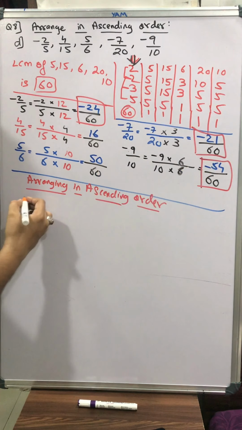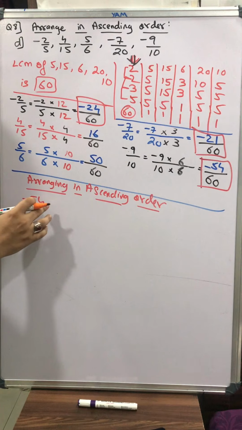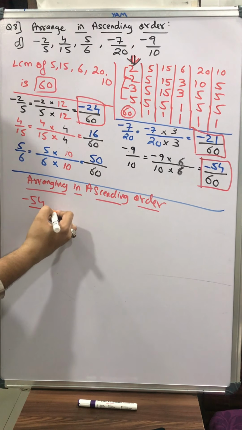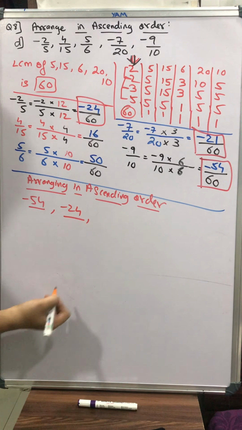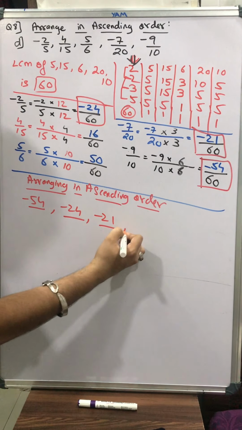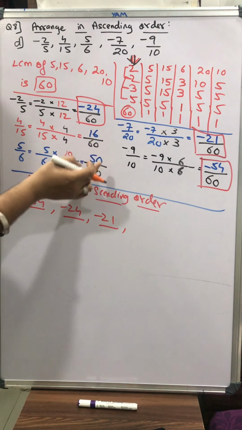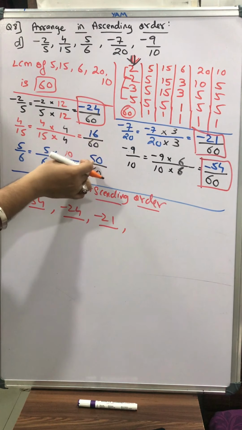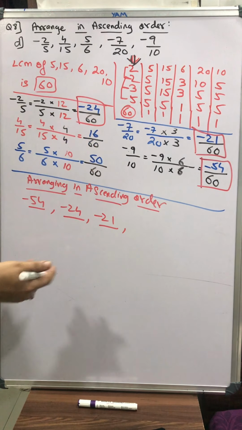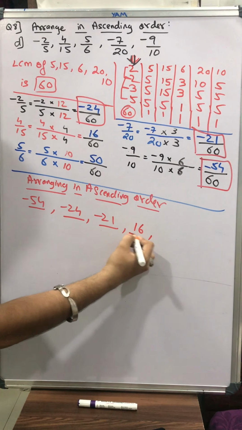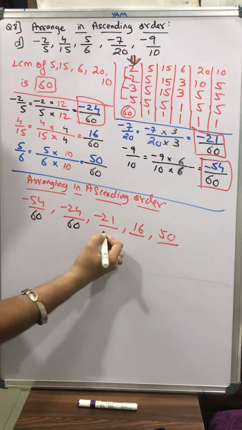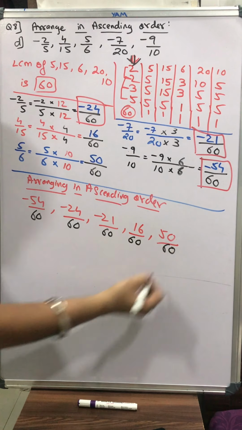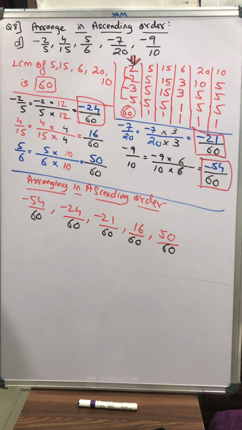Okay, the smallest is minus 54. See, I'll write the denominators afterwards. Just see here, minus 54 of course upon 60. Then comes minus 24. Minus 24 of course upon 60. Minus 21 upon 60. Then we have two positive numbers, 16 and 50. Which is the smallest? Of course 16 is the smallest. So I'll write here 16 of course upon 60 and 50 upon 60. So everywhere in the denominator I'll put 60, 60, 60, 60, 60. So students, this is our answer.